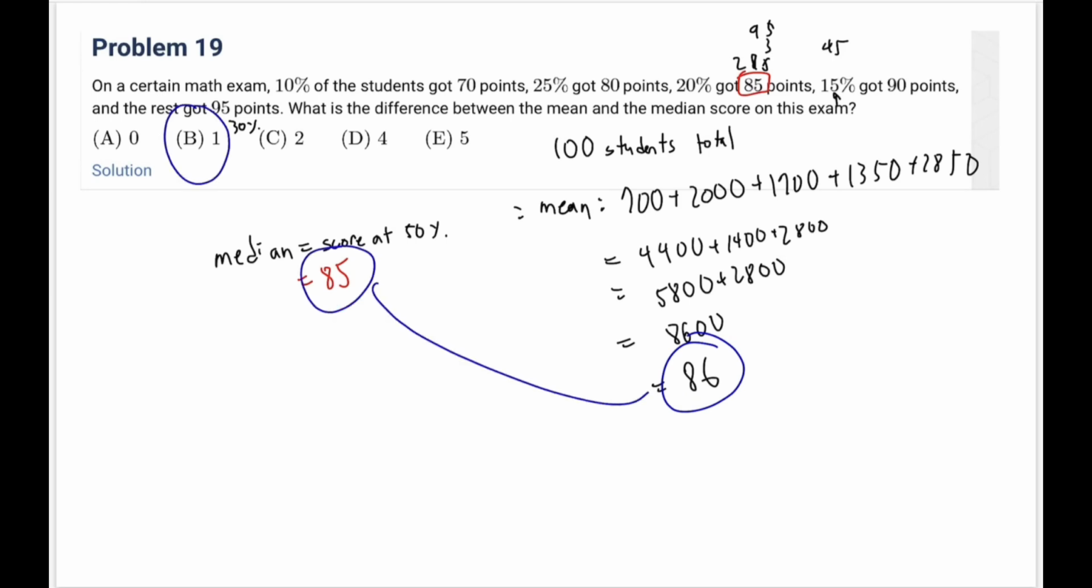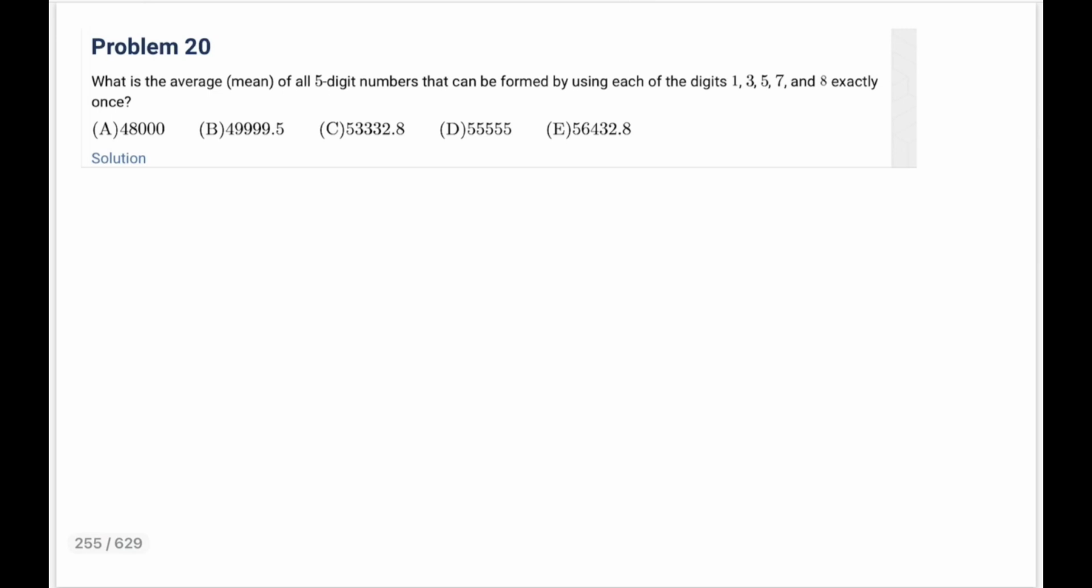The answer is B. Number 20, what is the average mean of all 5-digit numbers that can be formed by using the digits 1, 3, 5, 7, and 8 exactly once? Okay, so we have 5 digits, right? And then we will use 1, 3, 5, 7, and 8.